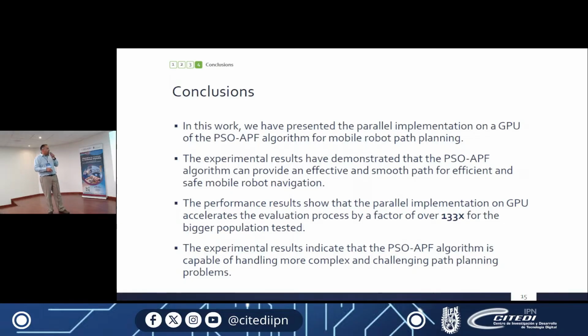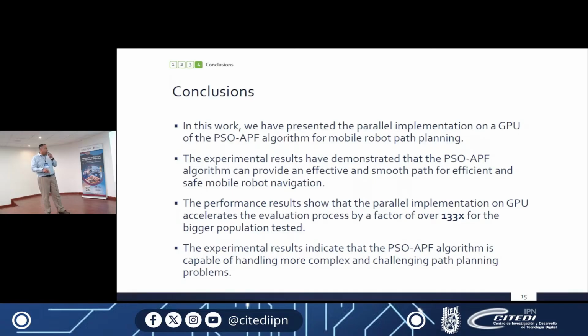Efficient and safe. Safe because we reach the target without a collision with the obstacles. The performance results show that the parallel implementation on GPU accelerates the process by a factor over 133 times faster. That is the best result that we achieved.